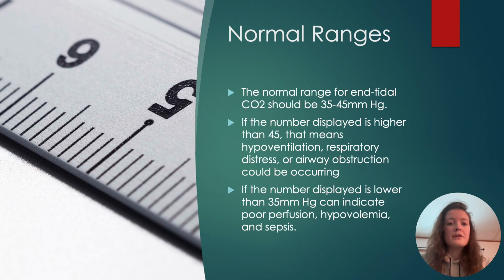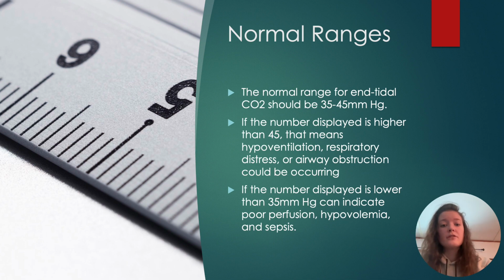So what are the normal ranges? The normal range for an end tidal CO2 should be 35 to 45 millimeters of mercury. It can go higher, it can go lower. The highest I've seen is about 60, 70. I've seen lower in sepsis patients. So 35 to 45 is the standard.